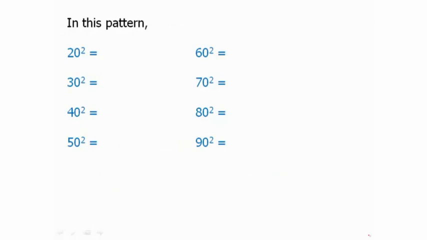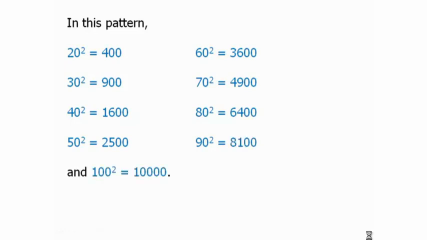In this pattern, let's think about this. 2 times 2 is 4, so 20 squared is 400. 3 times 3 is 9, so 30 squared is 900. 4 times 4 is 16, so 40 squared is 1600. 5 times 5 is 25, so 50 squared is 2500. 6 times 6 is 36, so 60 squared is 3600. 7 times 7 is 49, so 70 squared is 4900. 8 times 8 is 64, so 80 squared is 6400. 9 times 9 is 81, so 90 squared is 8100.